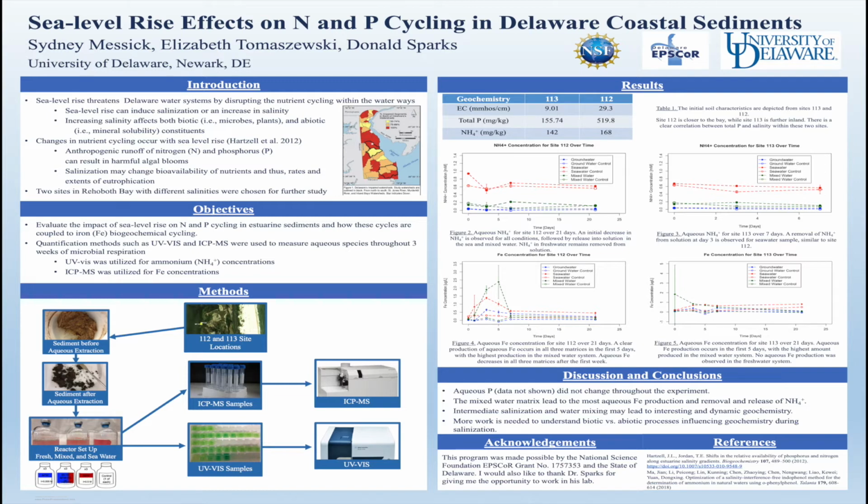First I want to go into the UV-Vis data for the ammonium, and look at site 112 first, which is found closer to the bay, like I've said. In this graph, you can see that there's an initial decrease in ammonium in all of the conditions, which is followed by a release into solution in the seawater and mixed water. Ammonium in the freshwater remains removed from the solution. That's just an initial overview of that first graph.